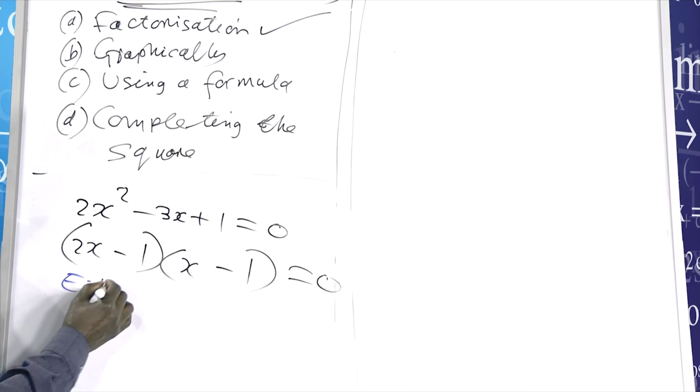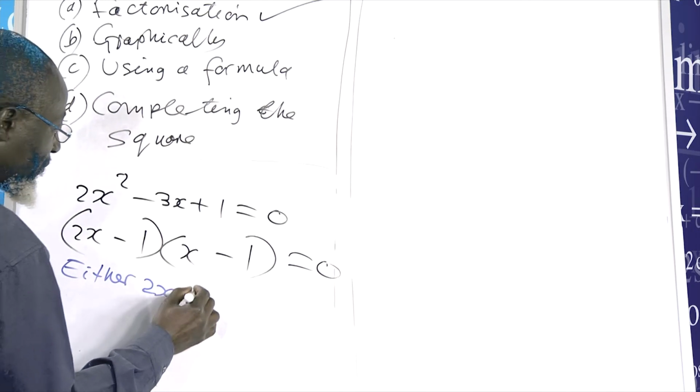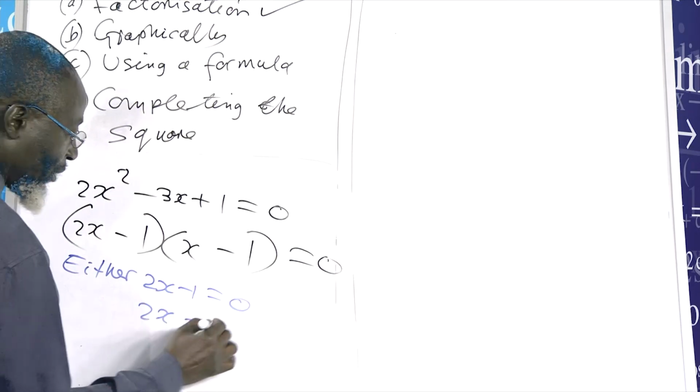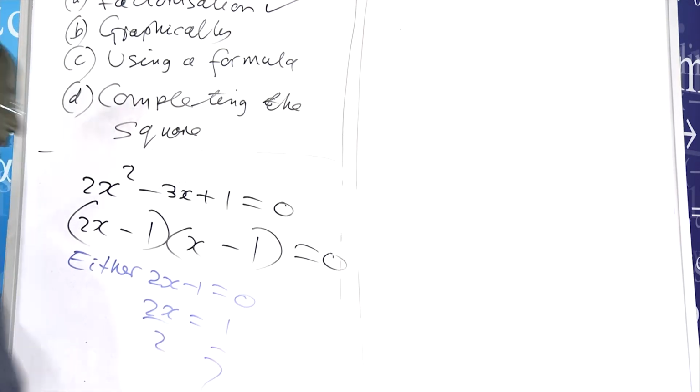either 2x minus 1 is 0. So 2x is now equal to 1. To divide both sides by 2.